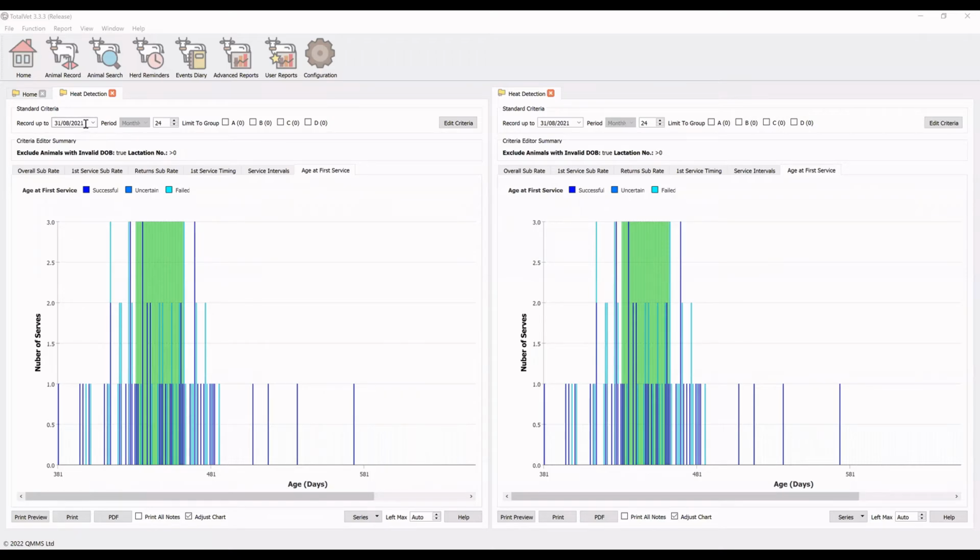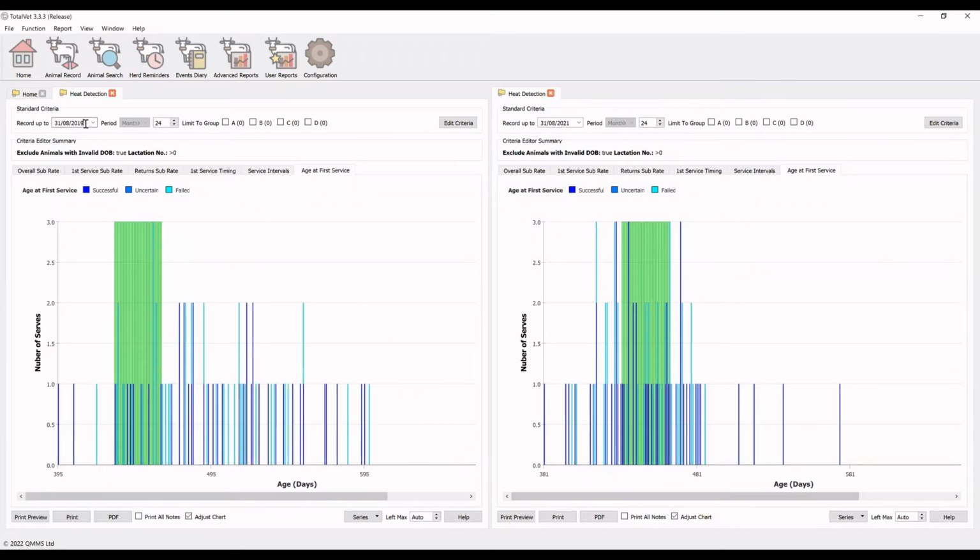So on the left, we're going to change the period that we're interested in, and we're going to go back in time 2 years to look at the period of 2019. Now we've got a comparison of the age at first service in the most recent 2 years compared to the 2 years previously. And here we can see quite nicely that the age at first service has dropped, and it's become much more clustered around that target age that we're aiming for. So there is an improvement in our heifer serving on this farm in the last 2 years.